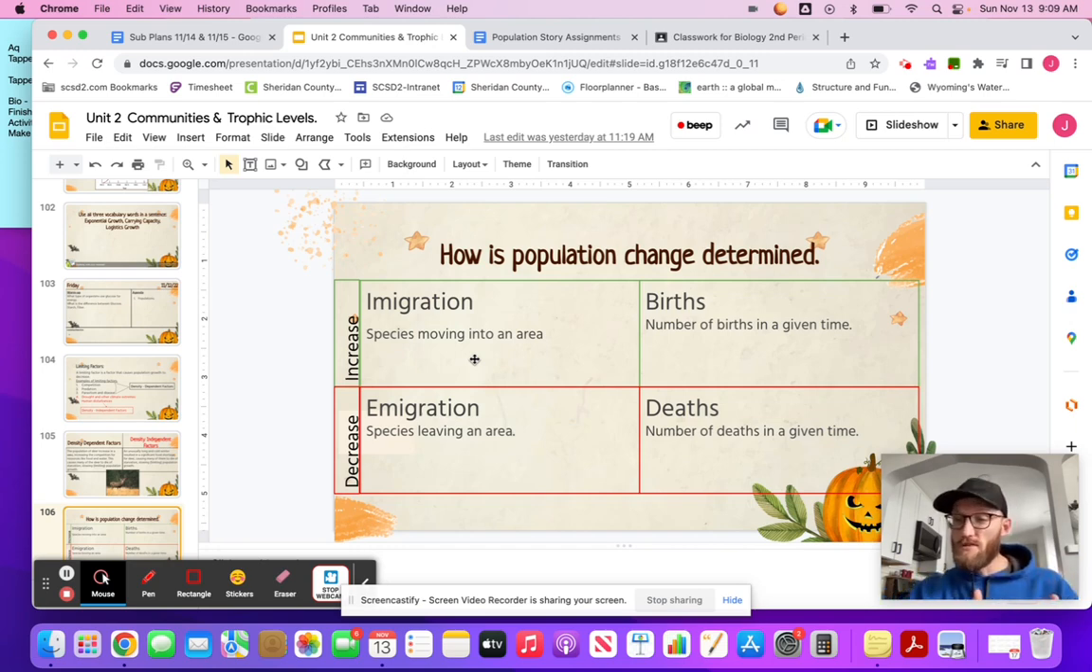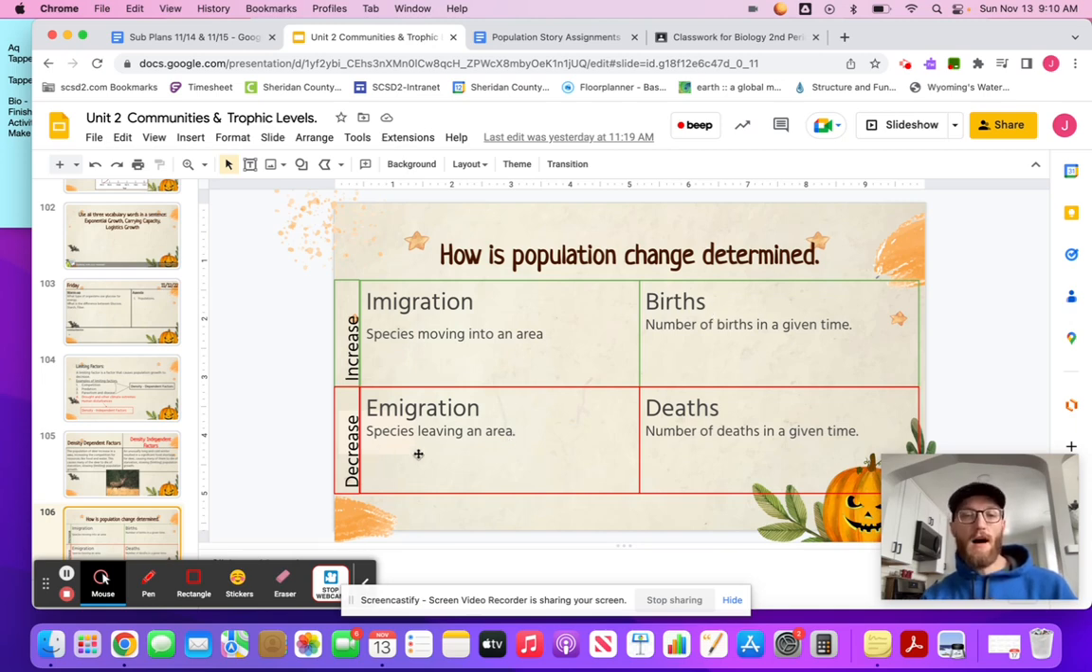That's going to cause competition to go up, and we have more competition for resources. Okay. Births, that one makes sense, right? If we have a lot of resources available, organisms are reproducing at a high rate, they're going to breed and produce more offspring, right? And then that's going to cause an increase in population.